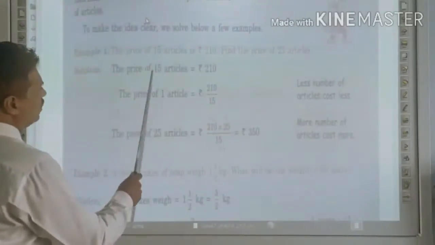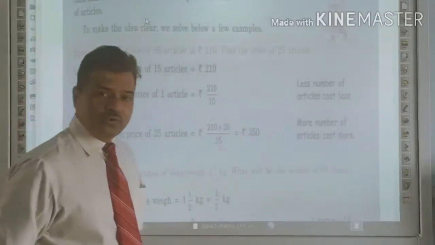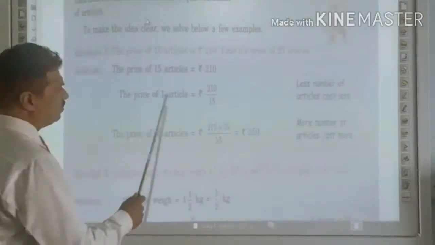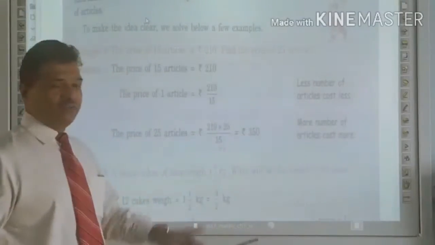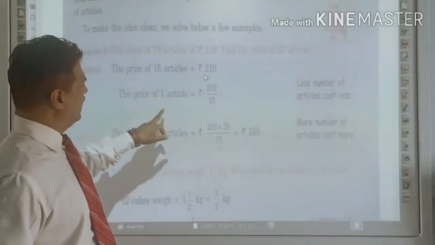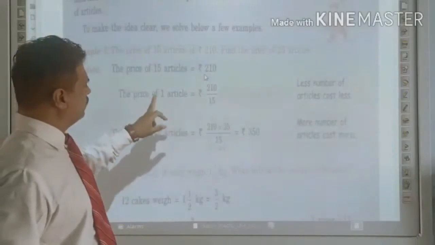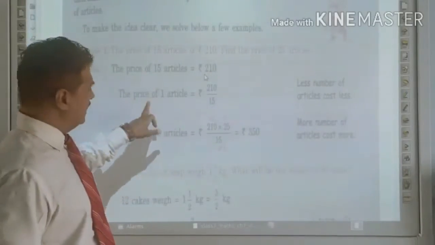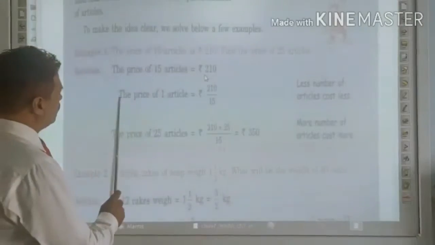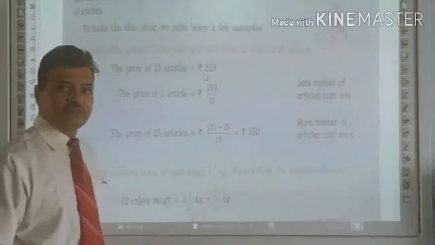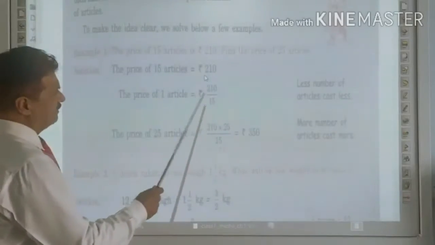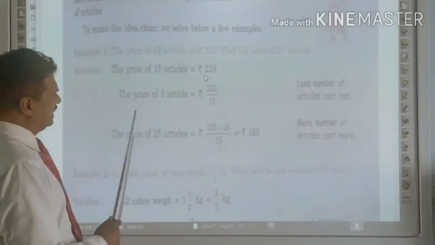The price of 15 articles is equal to 210. The price of one article, I already explained it. When many is given and we want to find one, then we divide. So the price of one article is equal to 210 upon 15.